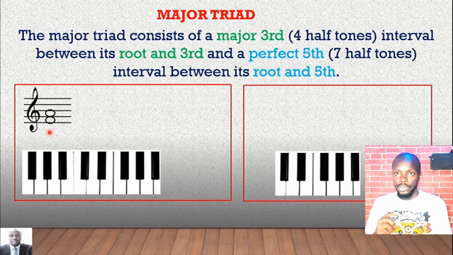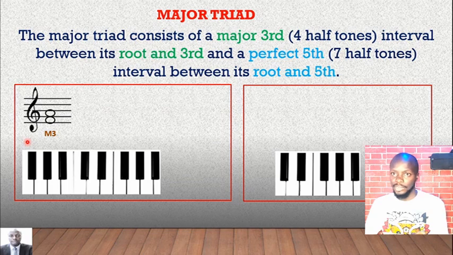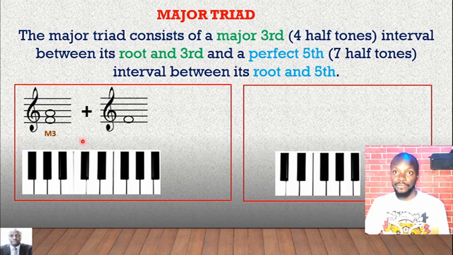So if F is the root, the third from F is A. And when you have this arrangement, that is a major third. So when you add this interval with a perfect fifth, F is still the bass. So you want to build a perfect fifth from F. Remember, you are building the perfect fifth above F. So the perfect fifth from F is C.